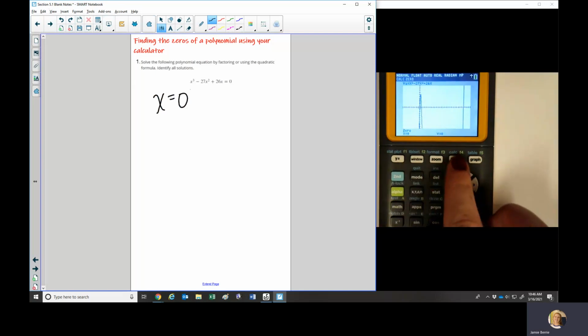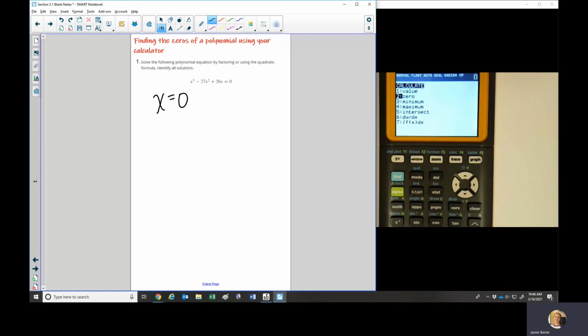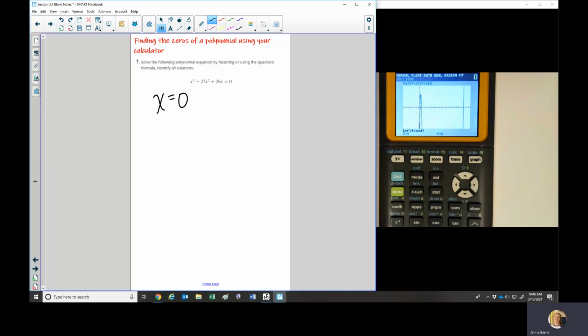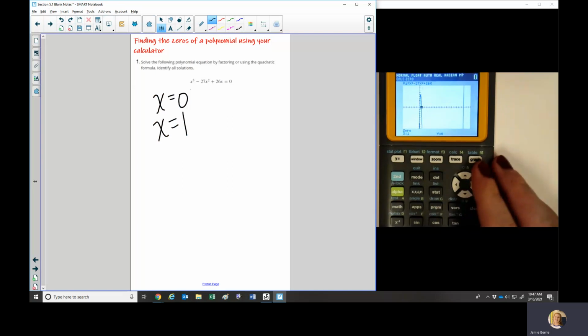So we're going to go second trace again. Go to 0. So this time we're trying to find this 0 right here. So we're to the left of it right now. So I just hit enter for the left bound. Get to the right of it. So now I'm to the right of it. Hit enter again. Now I guess. So that's pretty close. So we'll hit enter. There's my second 0, x equals 1, for my second solution.